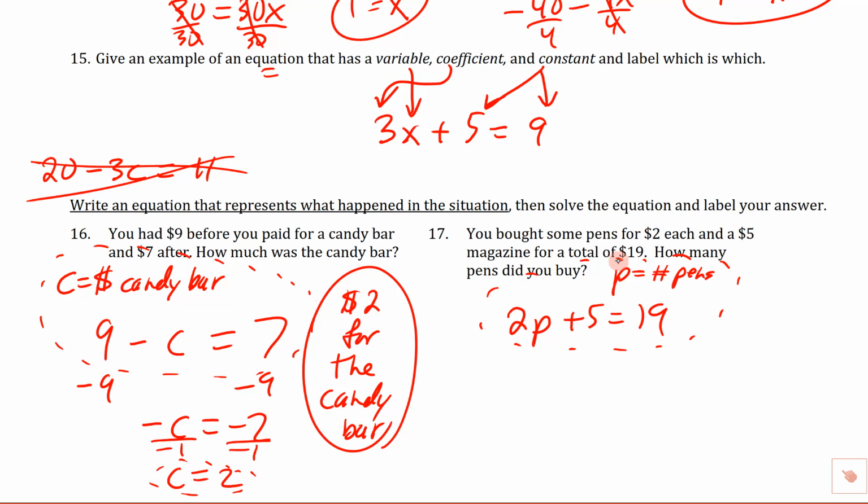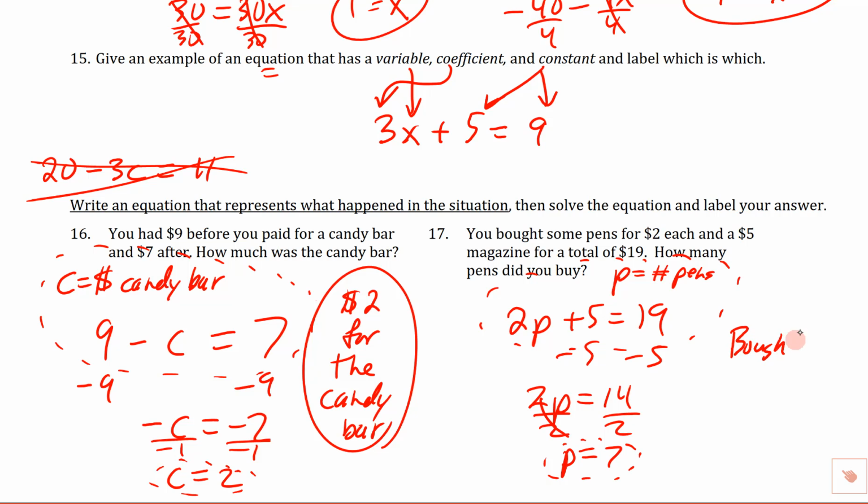And then we've got a relatively easy 2-step equation to solve. So I'm going to go ahead and subtract 5 from both sides. So this is going to be 2P equals, that's going to be 14, divide by 2. And somebody must have been pretty happy about those pens, or they must have been a good deal because they bought 7 of them. So they bought 7 pens. We'll circle that and we're done. Okay, if you can do those problems, you've got this figured out.